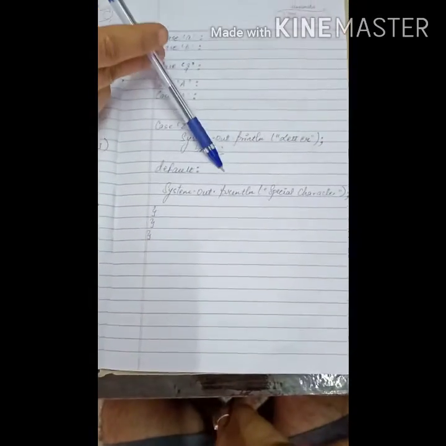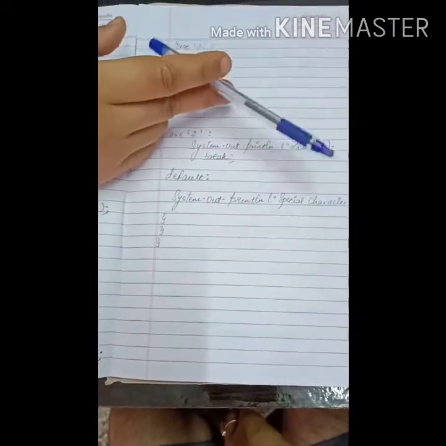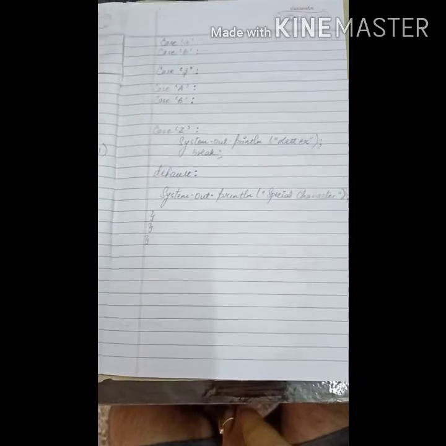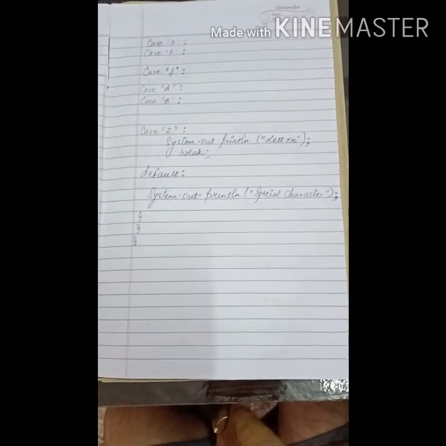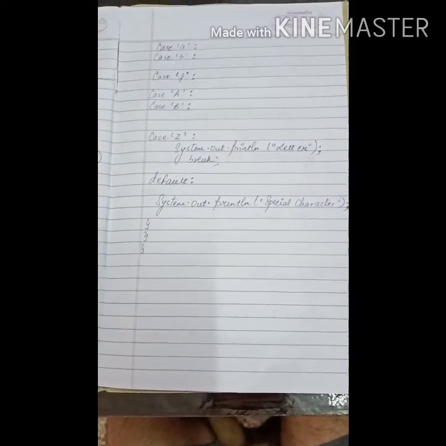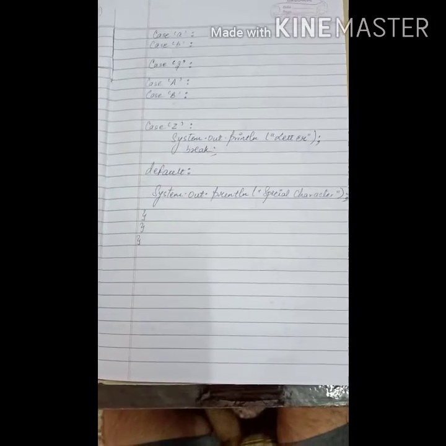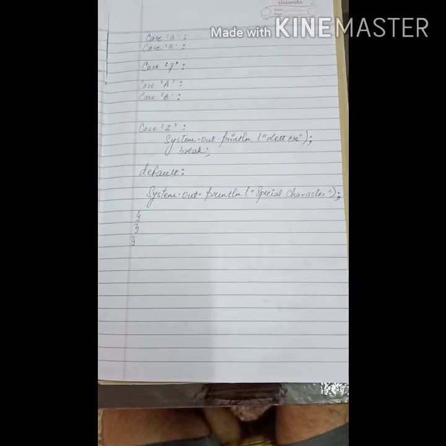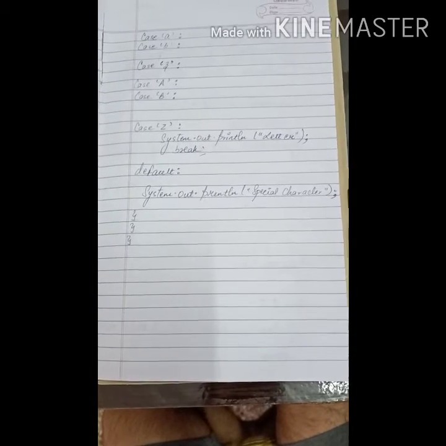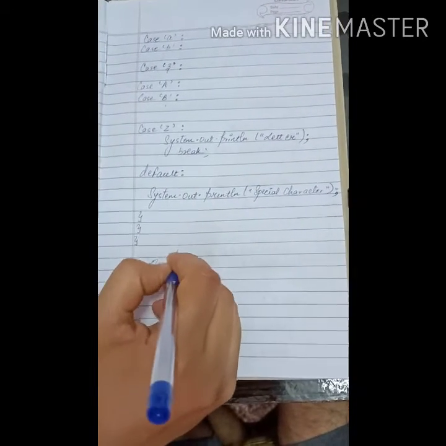Now System.out.println special character, in default I have written. If the user enters any other thing other than these letters or digits, it will be considered as special characters. Now you can just check the output.